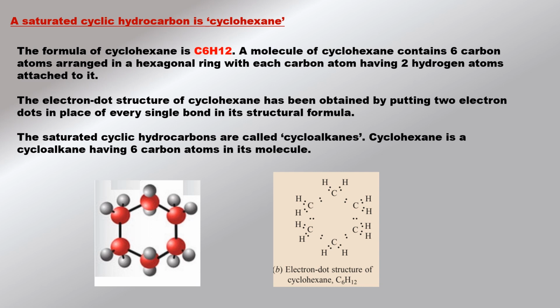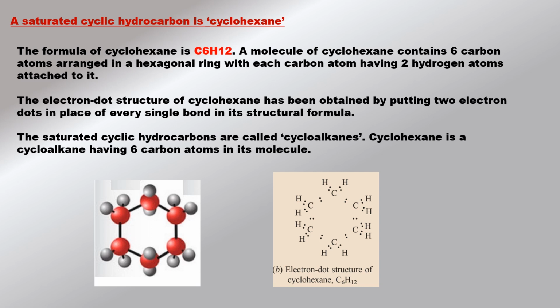12 carbon-hydrogen single bonds. The electron dot structure of cyclohexane has been obtained by putting 2 electron dots in place of every single bond in its structural formula. This is because every single bond consists of 2 shared electrons between the atoms.